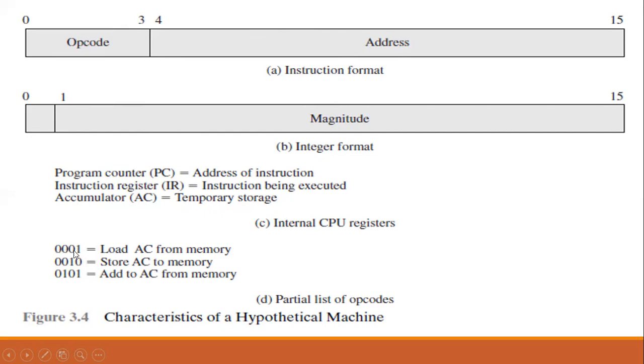So 0001 will be load AC from memory. 0010 will be store AC to memory. If the opcode is 0101, then it will be add to AC from memory. This is just a partial list of opcodes. This list of opcodes and their interpretation is stored in your instruction set. So your computer will know that if the opcode is this, you have to perform this operation; if the opcode is this, you have to perform this operation. We'll study this in detail using an example in our next lecture.